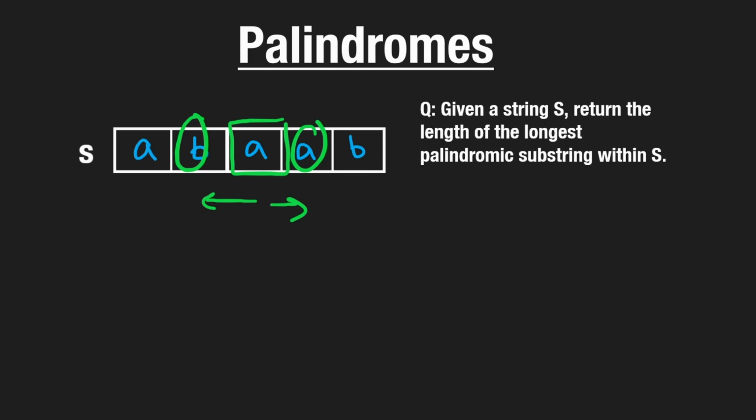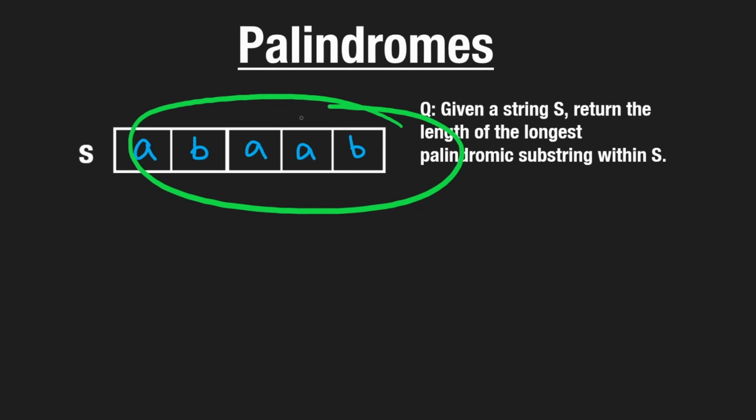In this case, these 2 characters are not equal. A and B are not equal. Okay, so the longest palindromic substring we found was just this character. But that's definitely not the longest palindromic substring. So what did we do wrong?